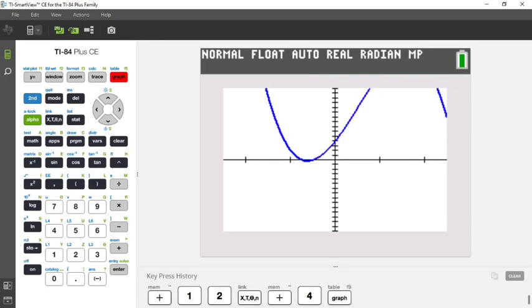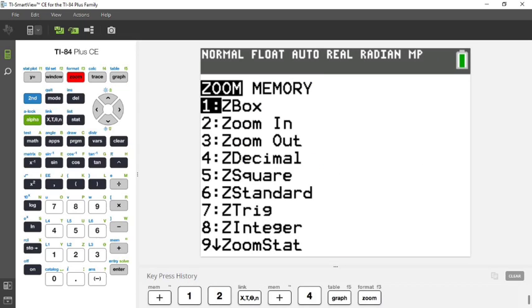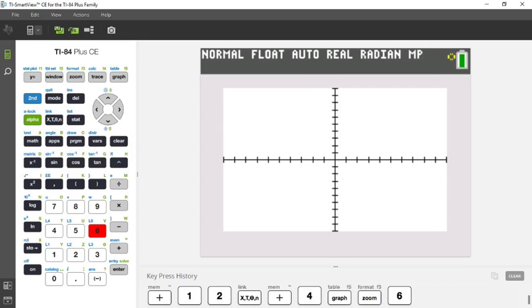Look, my window's not standard, so I'm going to put my window in standard window. And what that does, it just goes from negative 10 to positive 10. Positive 10 up here, negative 10 down here, and it counts by ones.